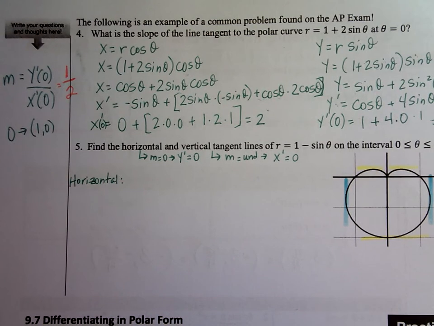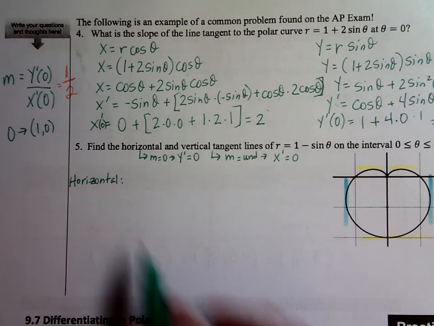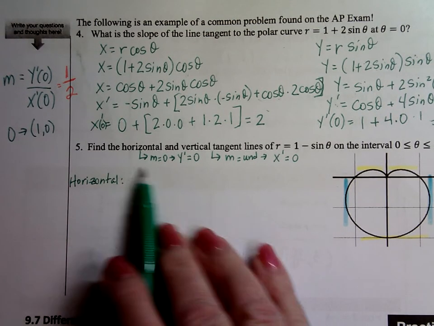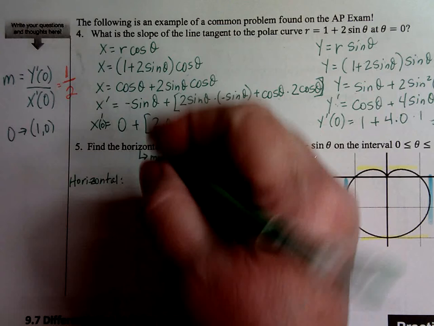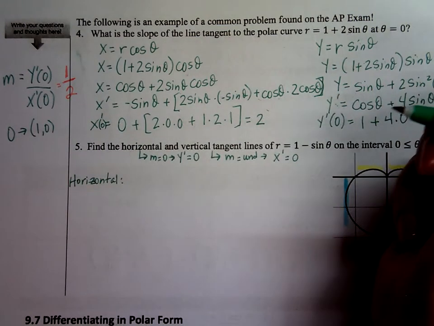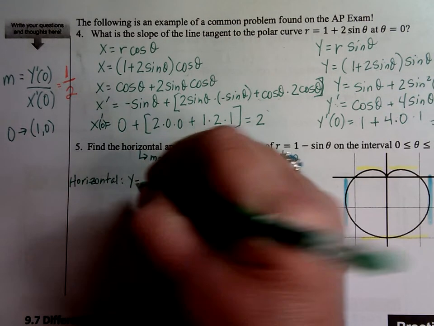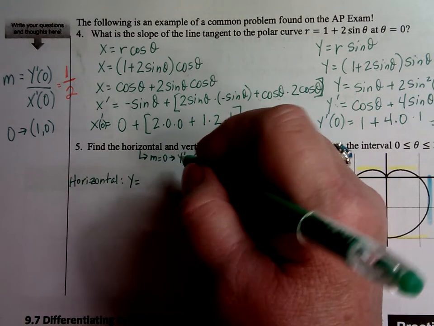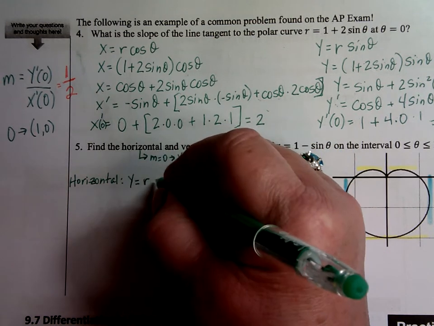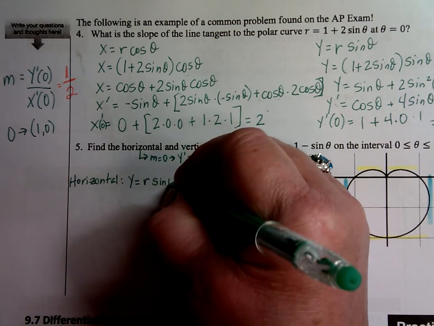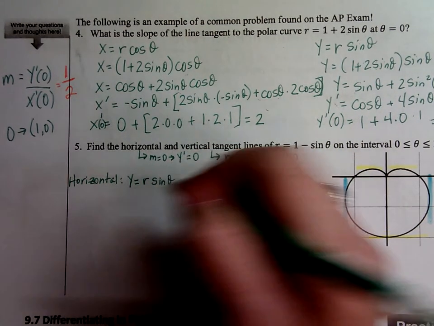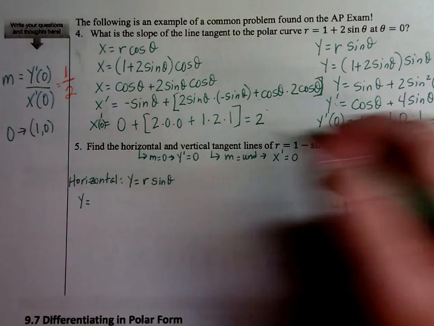Horizontal, I need to know horizontal when y prime equals 0. So let's go for finding y prime. First of all, I've got to get to y. We know that y equals r sine of theta. What do you know r is? Just like the last problem, r is 1 minus the sine.